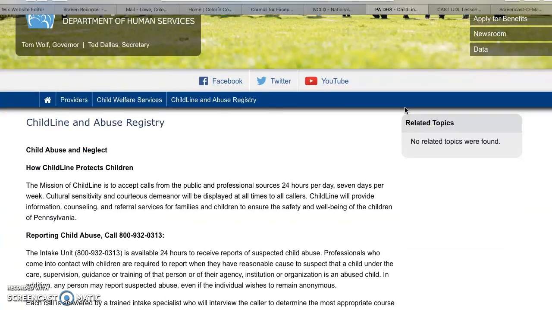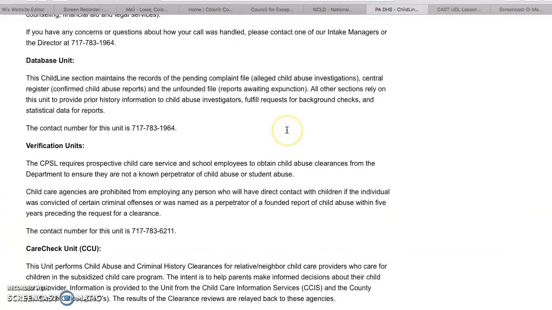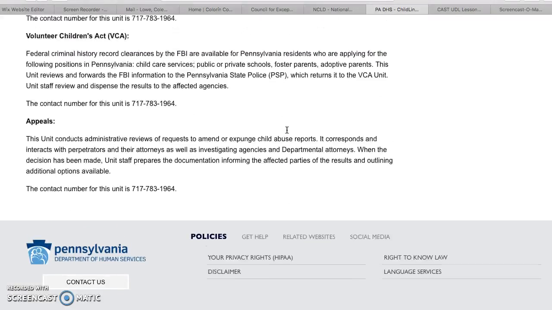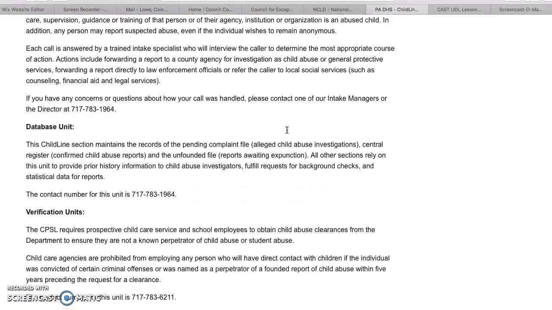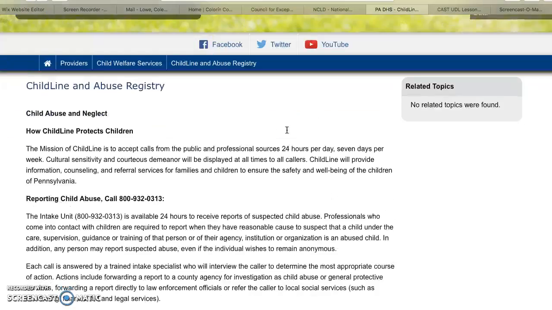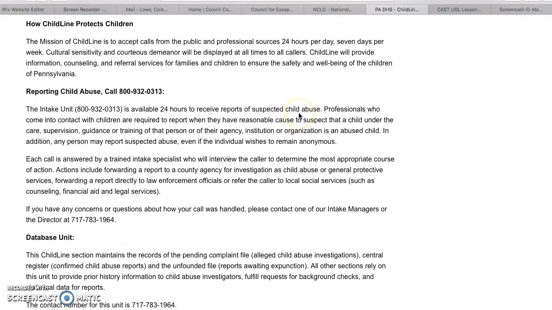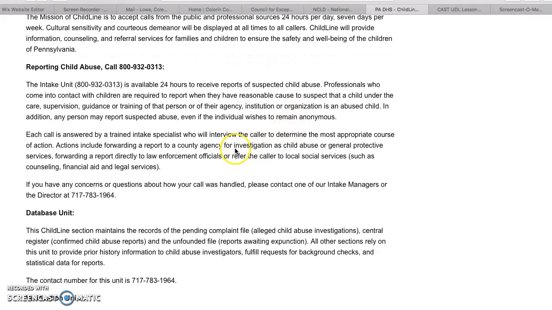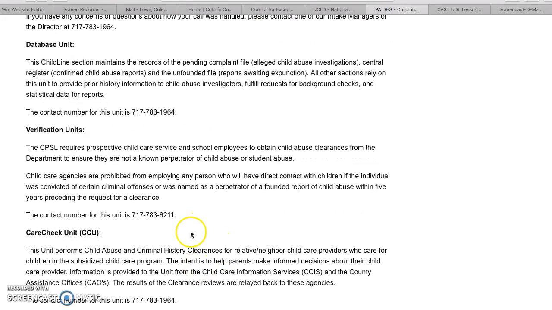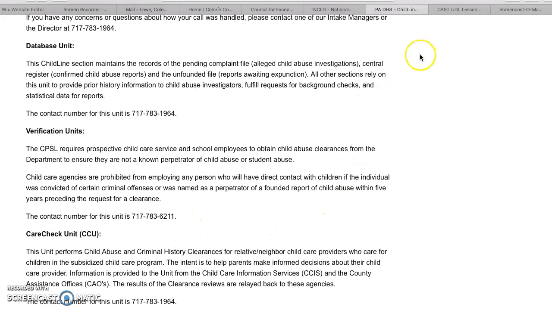And another important site to always keep in mind for all students is the Childline and Abuse Registry. Here we have all sorts of information on who to call and what is appropriate to make sure that we are doing our jobs when it comes to keeping our children in our classrooms safe, both at home and in school. It has the numbers that we should keep always handy in order to make sure that we are keeping safety a top priority in our classroom.